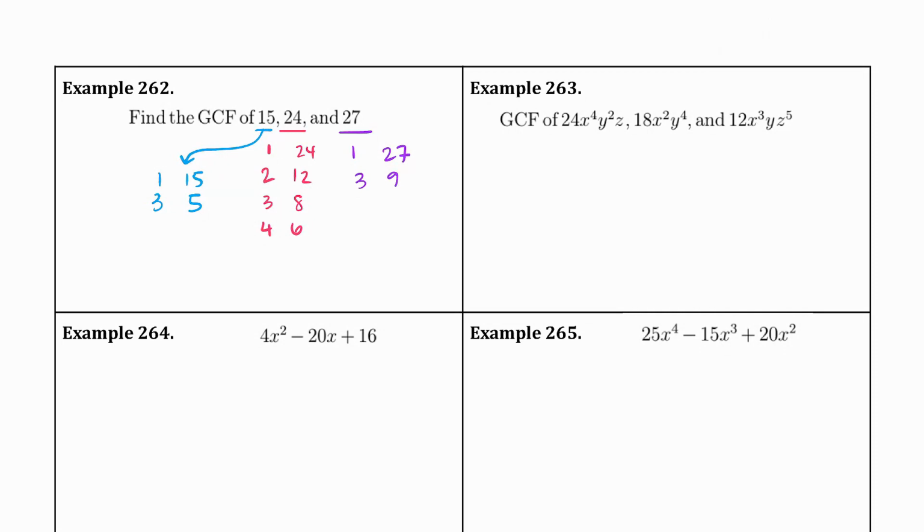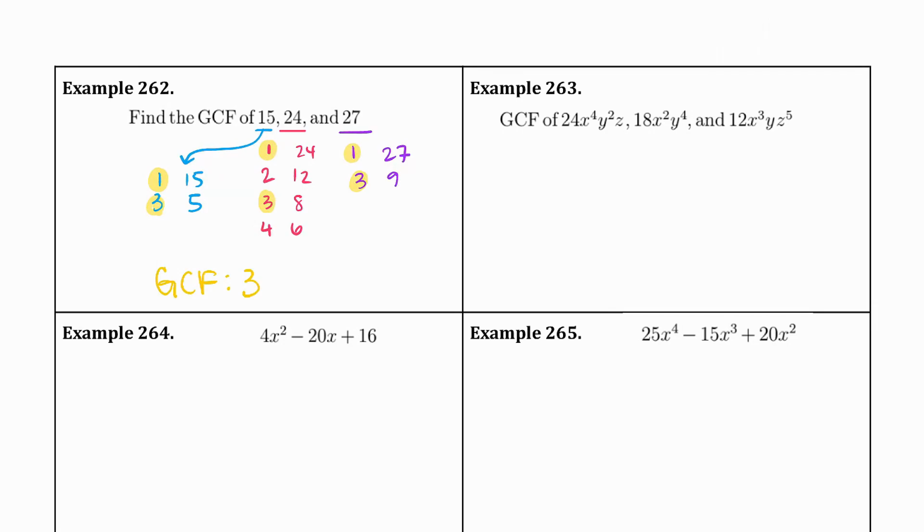So now if we're looking at all of their common factors, well, we can see they all have a 1. They also all have a 3. So that tells me that our greatest common factor, or GCF, is going to be 3. It's the greatest factor that they all have in common.